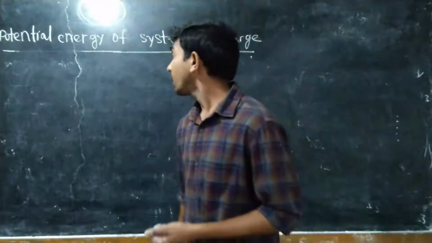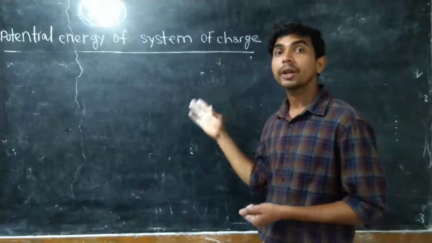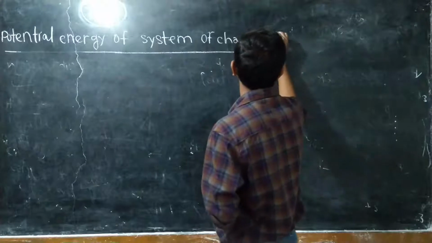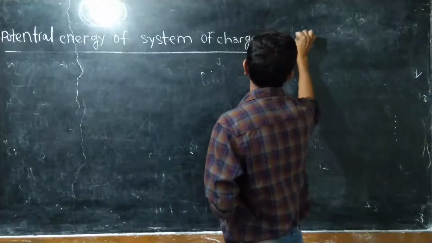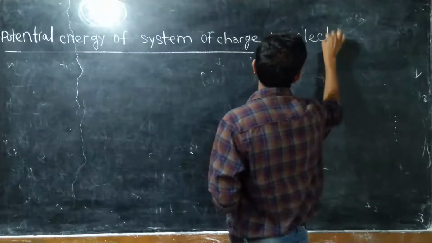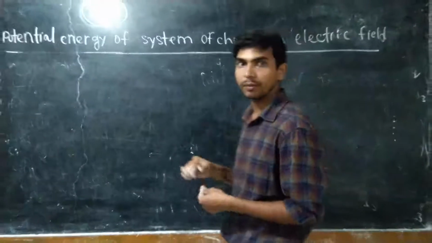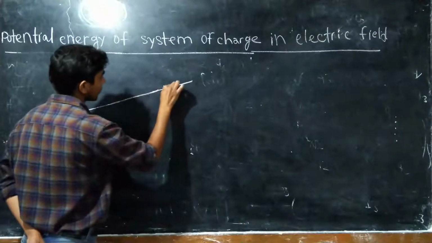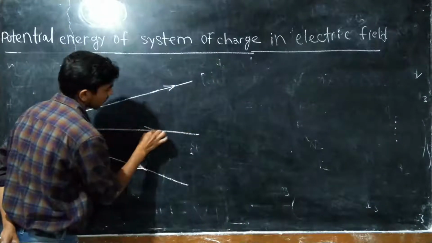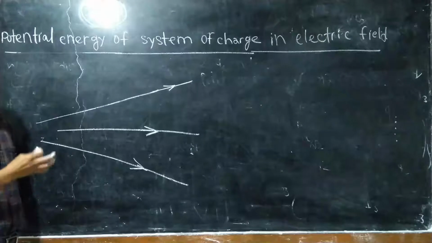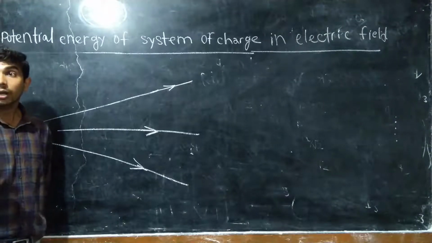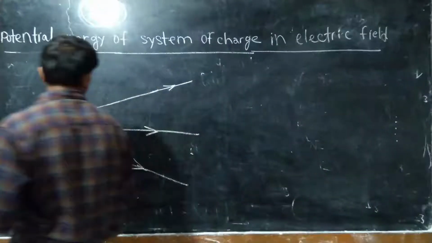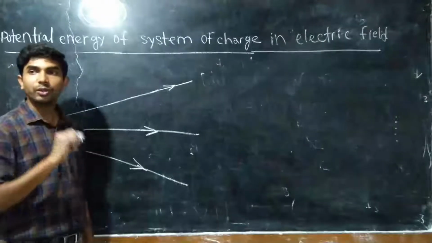Now I am going to do the potential energy of a system of charge in an electric field, right? Suppose here an electric field is existing like this. These are the electric field lines existing in a region. Due to the electric field there will be potential. So in the electric field I am going to bring two charges.